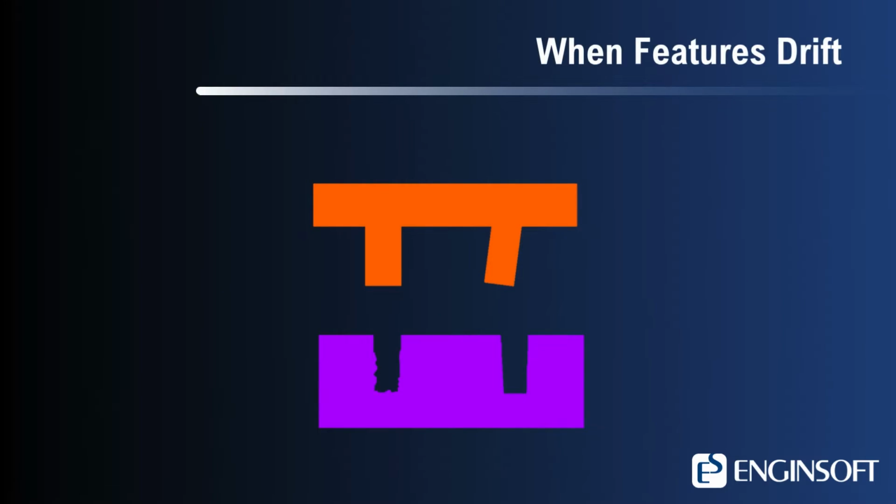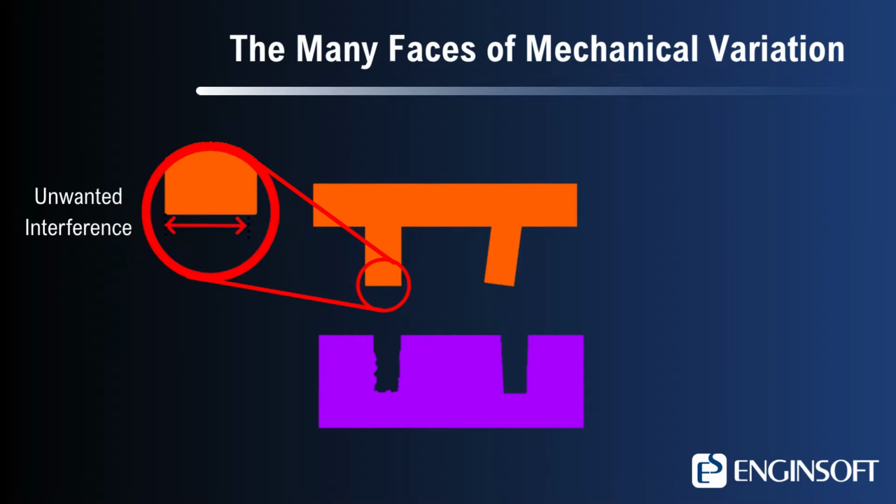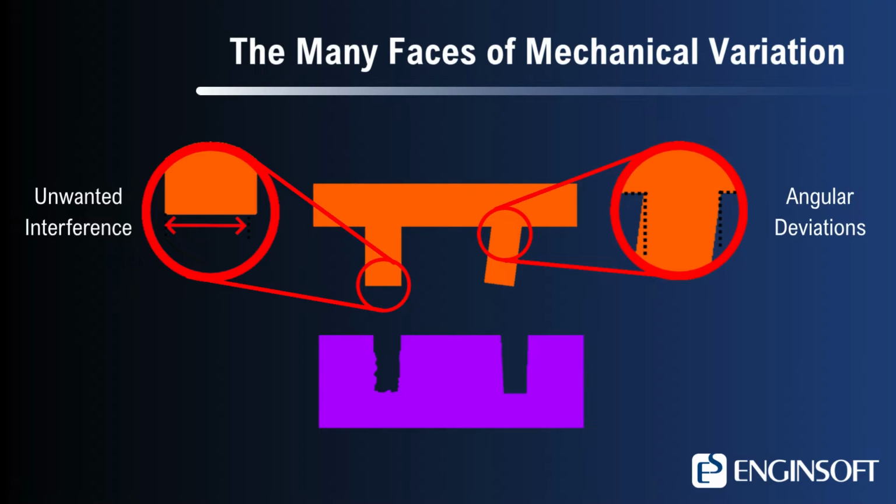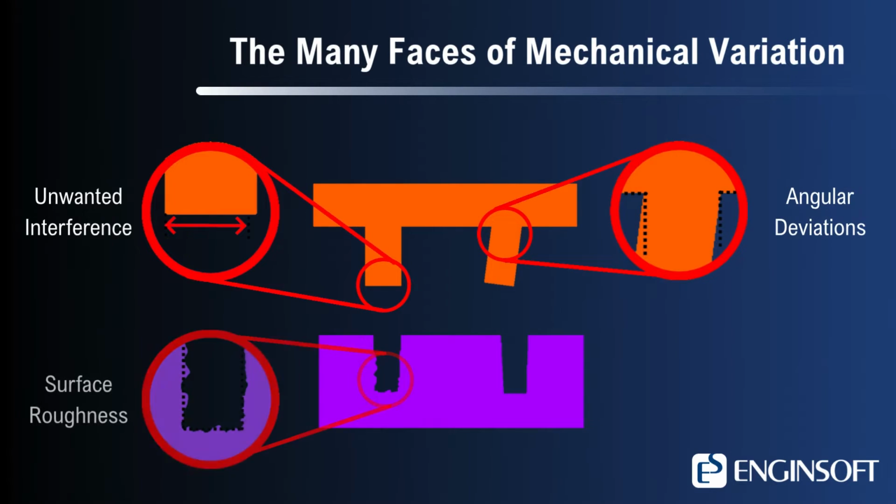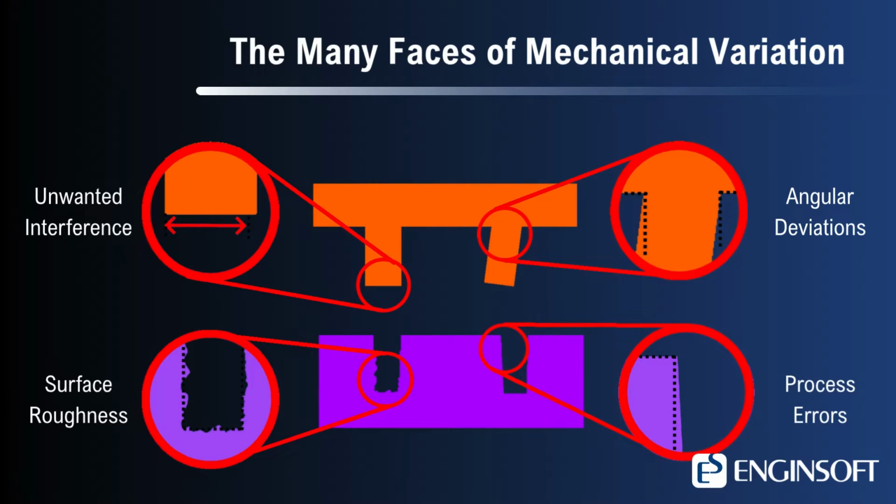Every part that's manufactured comes out slightly differently. Features like holes can be offset from their proper position. Angles between features can deviate from their design. Surfaces aren't perfectly smooth. Environmental factors like heat or humidity can warp or expand materials. Every aspect of a part in an assembly can deviate from its intended shape and size in many different ways.